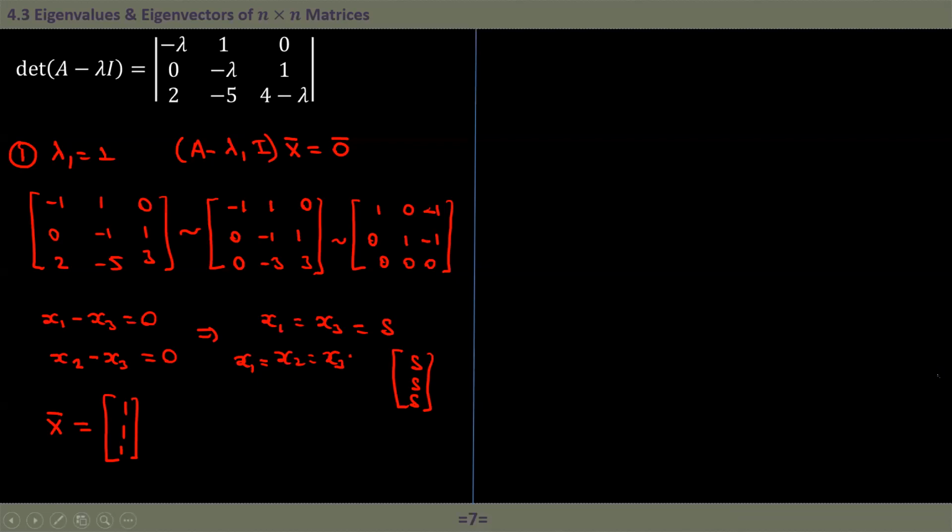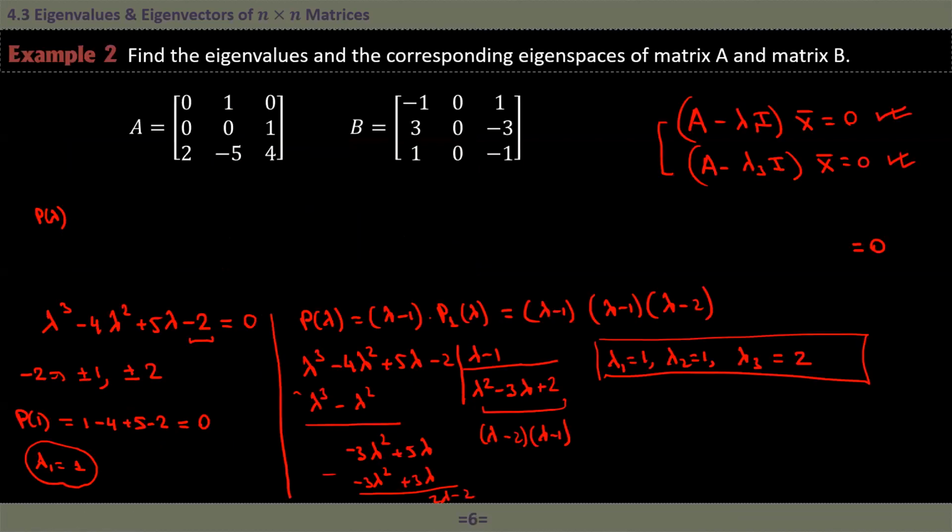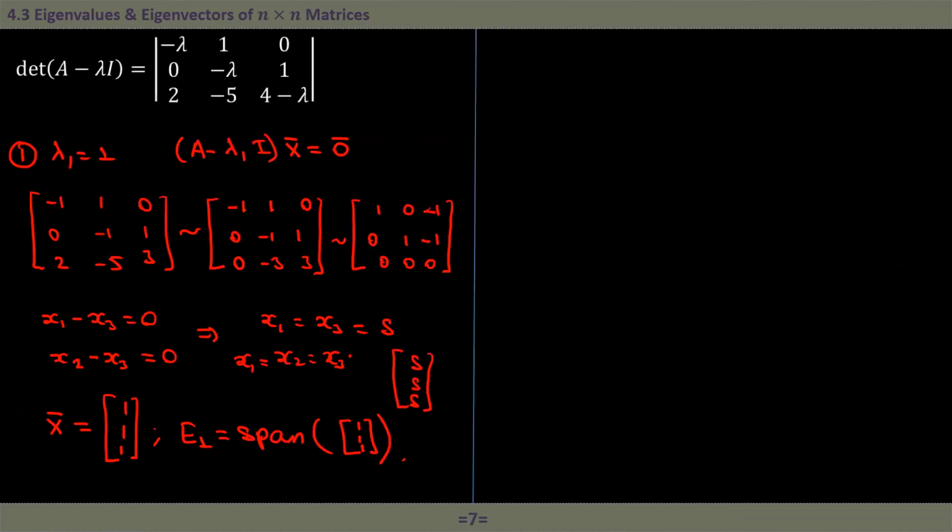All right. So now we can write the eigenspace corresponding to this eigenvalue. Then our eigenspace is just the span of these vectors, 1, 1, and 1. That is our eigenspace. And what was the question? Remember, the question was to find the eigenvalues. Okay, we got it already. And the corresponding eigenspaces of matrix A and matrix B. So that is the eigenspace corresponding to this lambda 1.